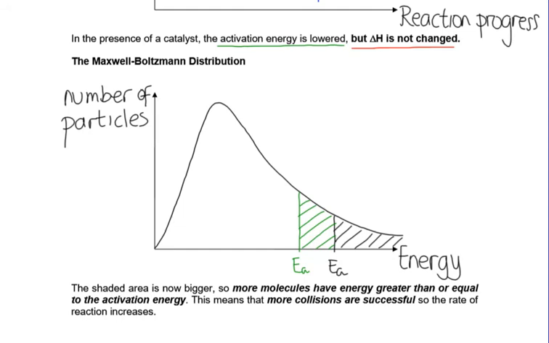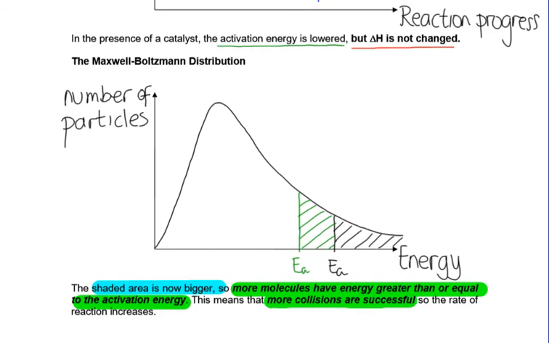And notice that your shaded area is now an awful lot bigger. Many more particles have energy greater than or equal to the activation energy. More collisions are successful. So how does a catalyst affect rate? Describe that in terms of activation energy. And that is the end of the videos on the Maxwell-Boltzmann distribution.